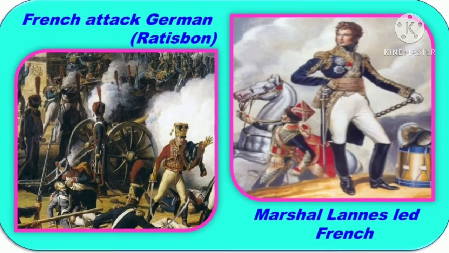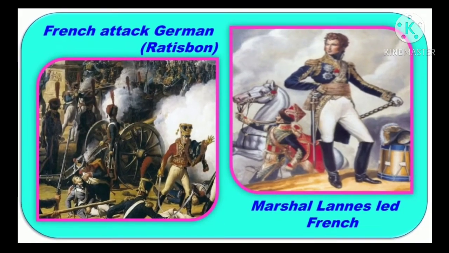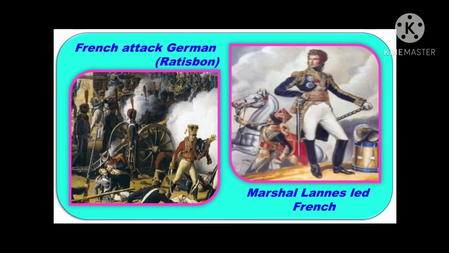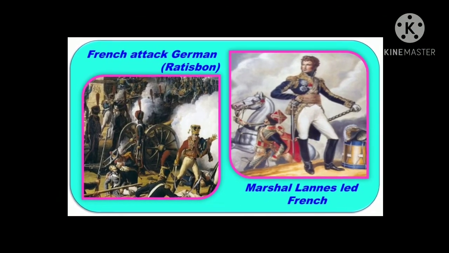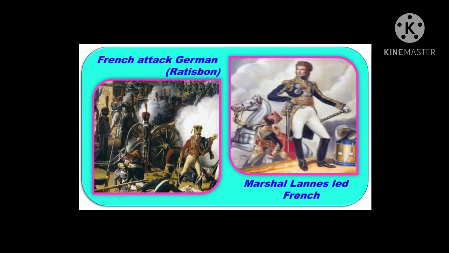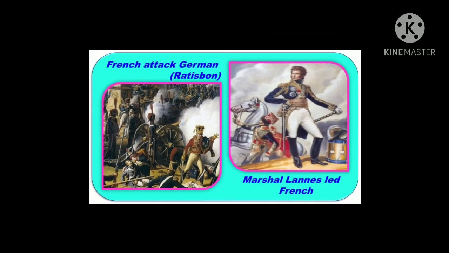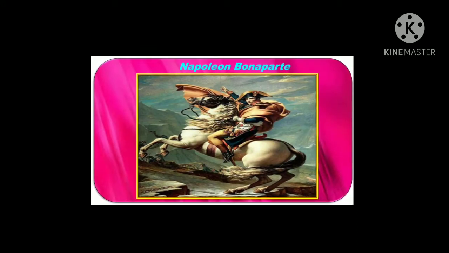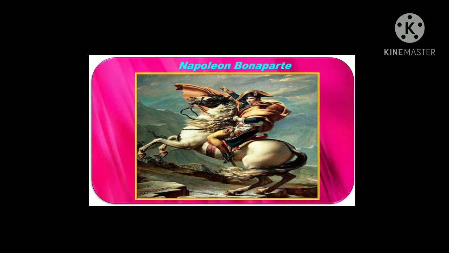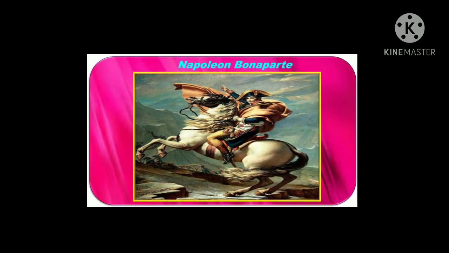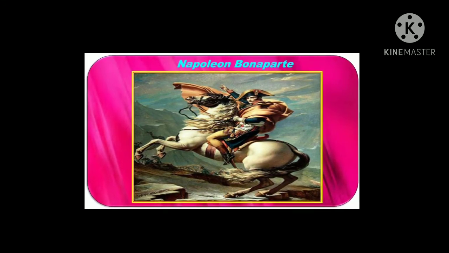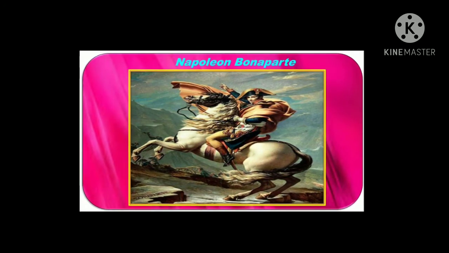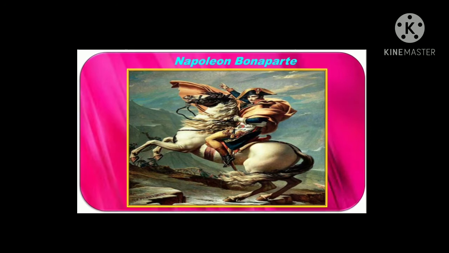In the first stanza, the poet is describing the scene of the French attack on the German city of Ratisbon. Marshal Lannes led the French aggression in the year 1783. On that occasion, the French Emperor Napoleon stood on the hillock just a mile away from the scene of the onslaught. He appeared to be in pensive mood.